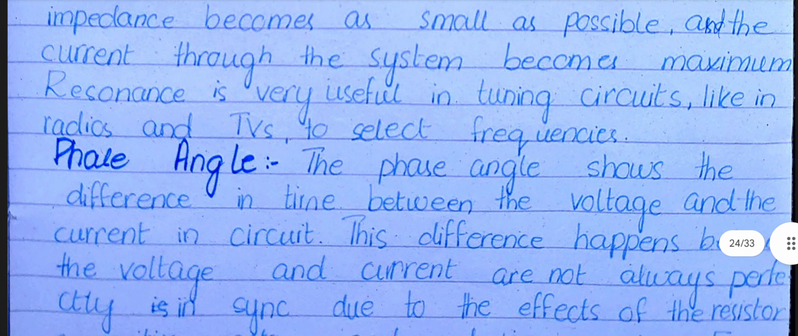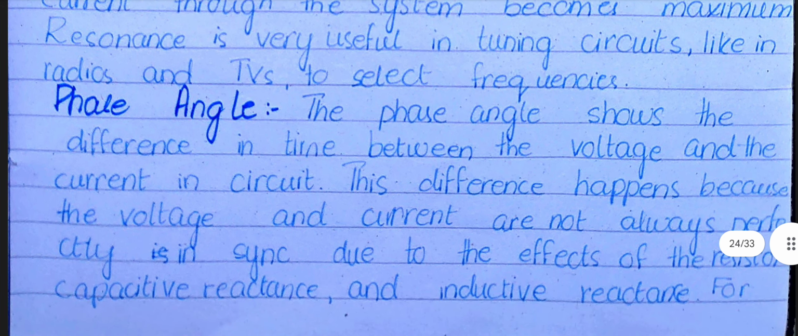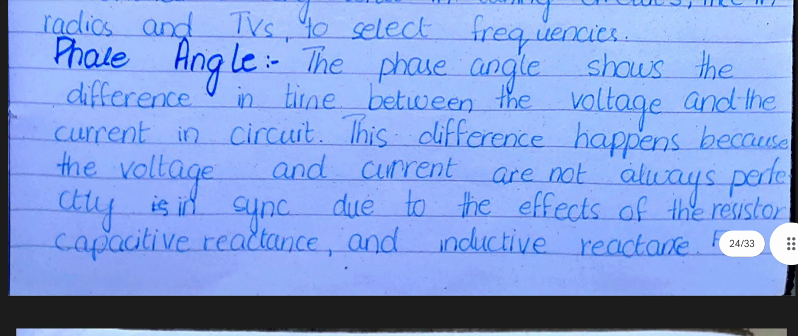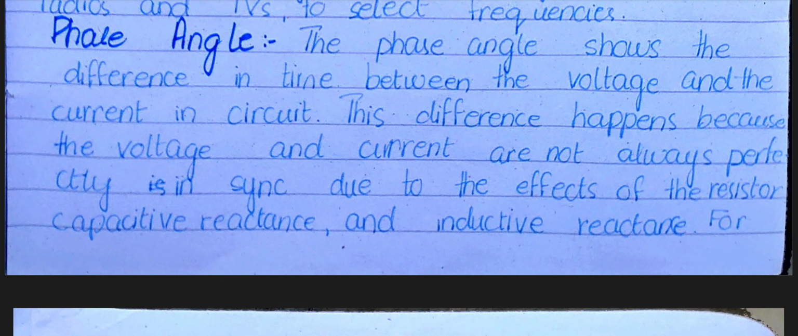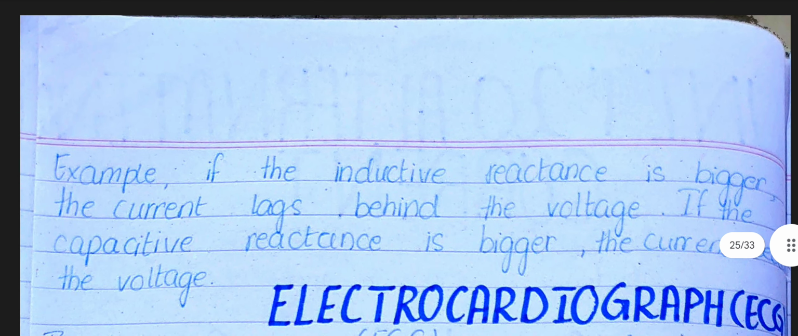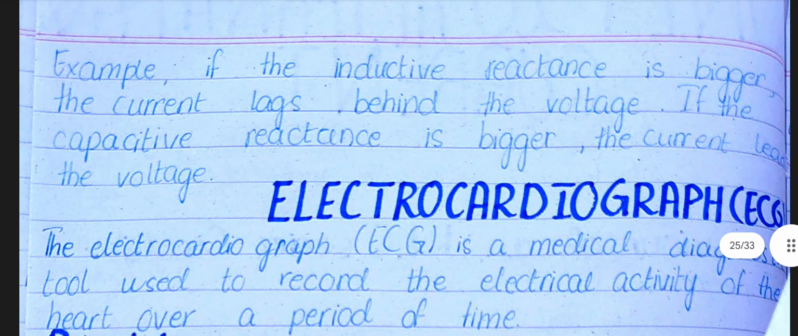Phase angle. The phase angle shows the difference in time between the voltage and the current in a circuit. The difference happens because the voltage and current are not always perfectly in sync, due to the effects of the resistor, capacitive reactance, and inductive reactance. For example, if the inductive reactance is bigger, the current lags behind the voltage. If the capacitive reactance is bigger, the current leads the voltage.